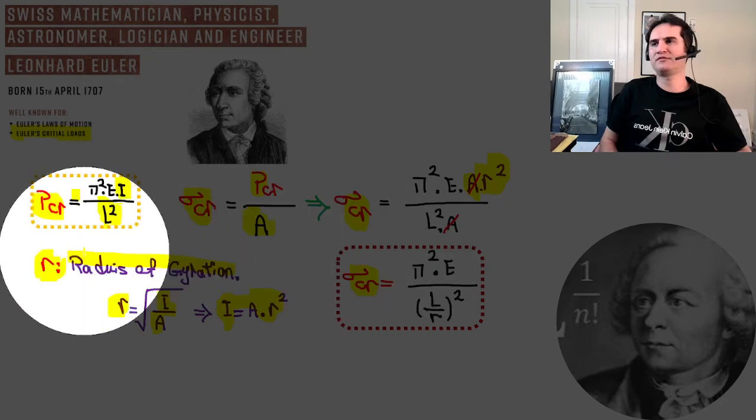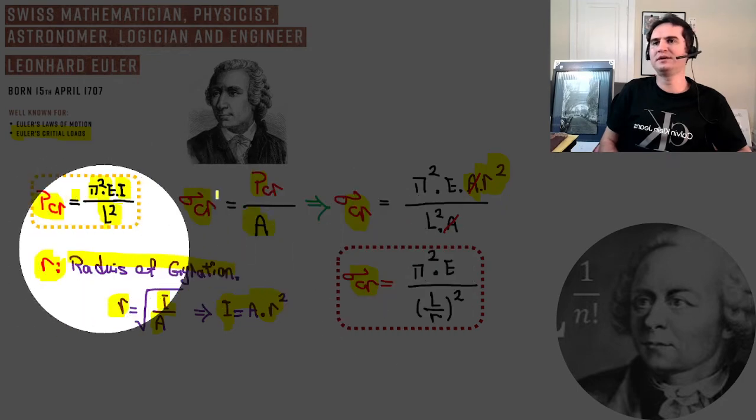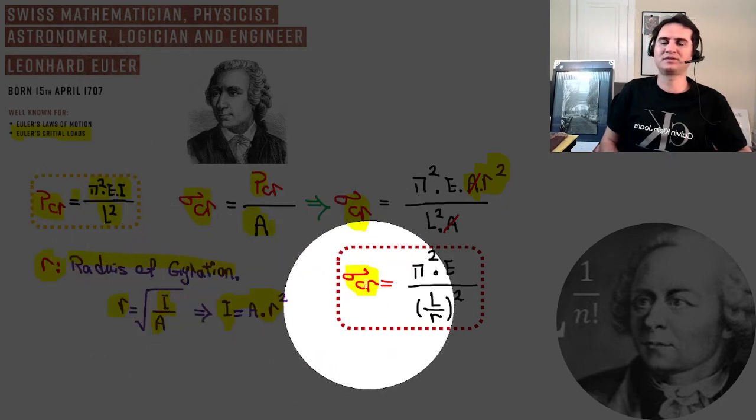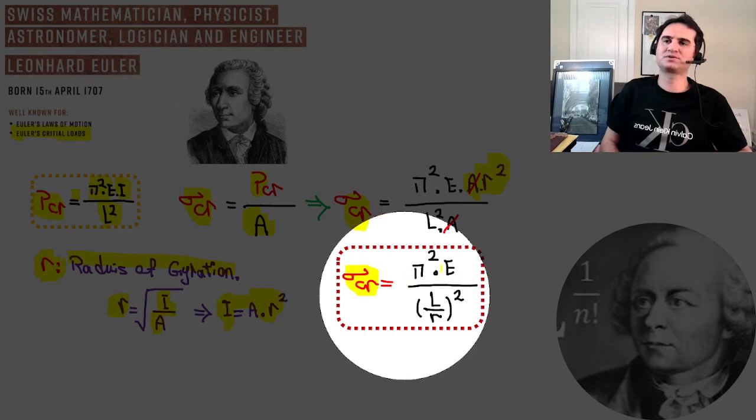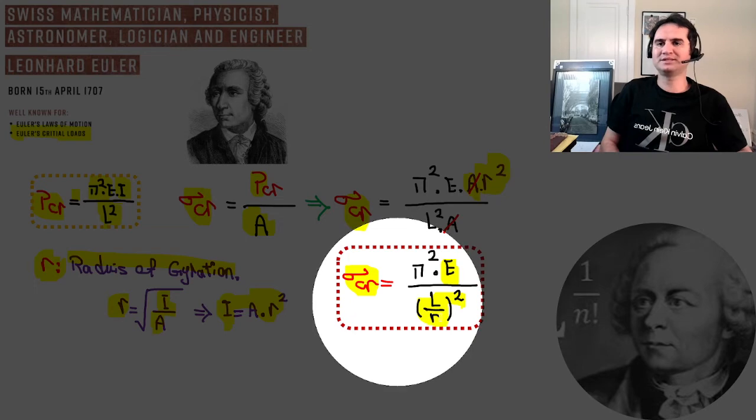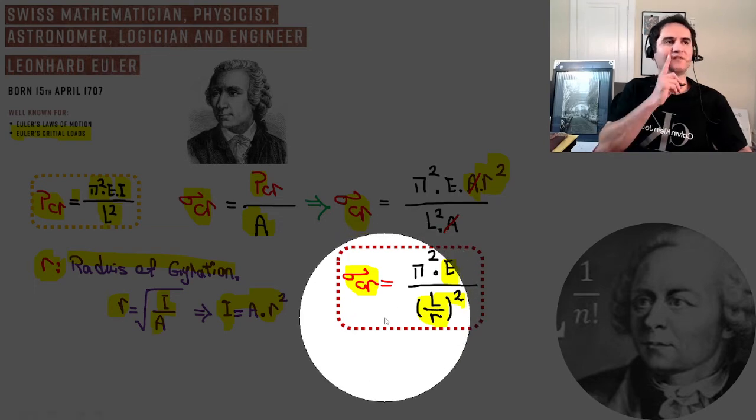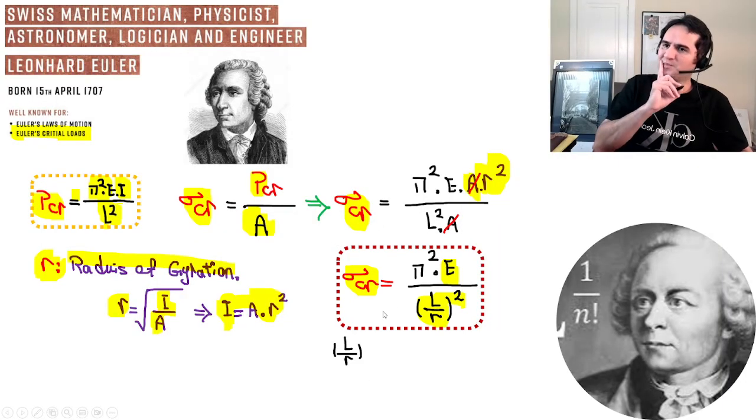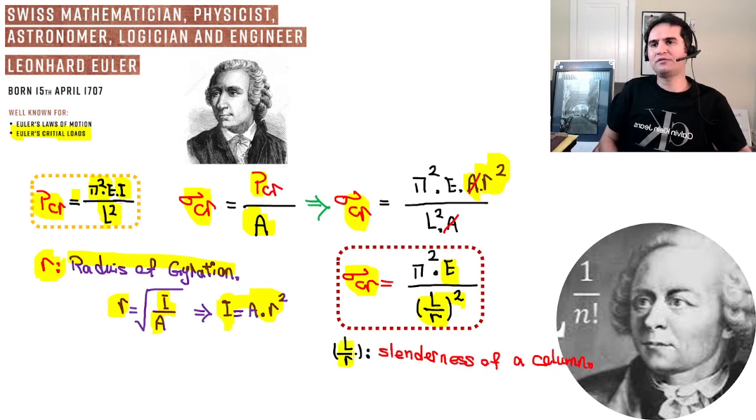We already have the critical force of Euler, and this is the critical stress. Critical stress is pi squared times E over (L over r) squared. We call this term the slenderness of a column. So if L over r is the slenderness of a column, let's investigate the different boundary conditions for columns.